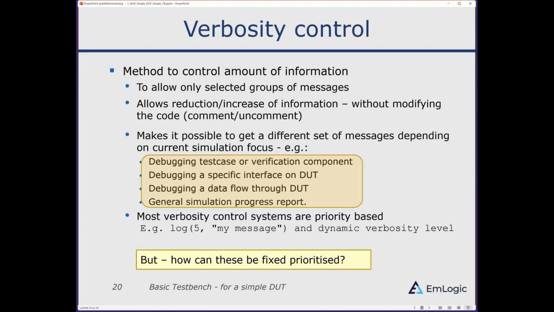Now, most verbosity control systems are priority based. So for instance, you say that I'm doing some kind of logging, this message has priority 5, and then I have some kind of dynamic verbosity level stating that if, for instance, I have verbosity level 3, then this message will never be shown because priority 1 is the highest priority. And if I set it to 5, 6, or 7, then this message will always be included when it's hit upon in the test sequencer or test bench.